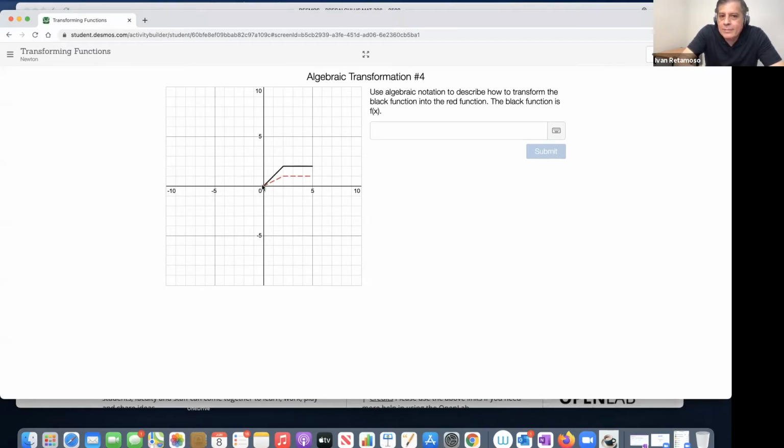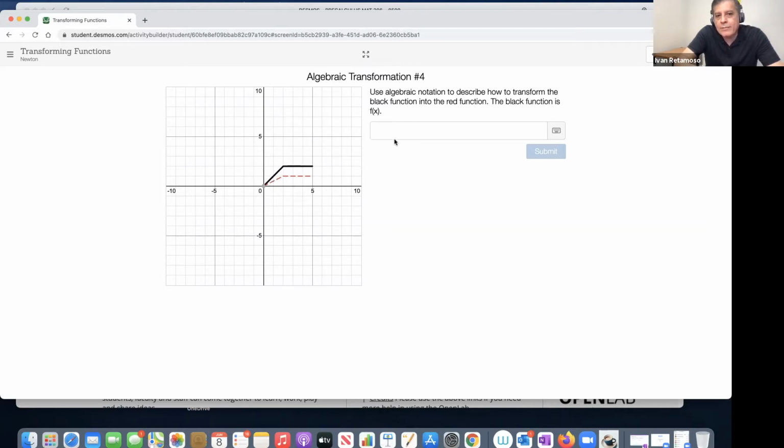Because notice this 0 value, output value 0 stays there, multiplication of a constant by 0 is 0, but this output value 2 becomes a 1, right? This output value 1 becomes 1/2, right? 1/2 right there. So what's going on here?